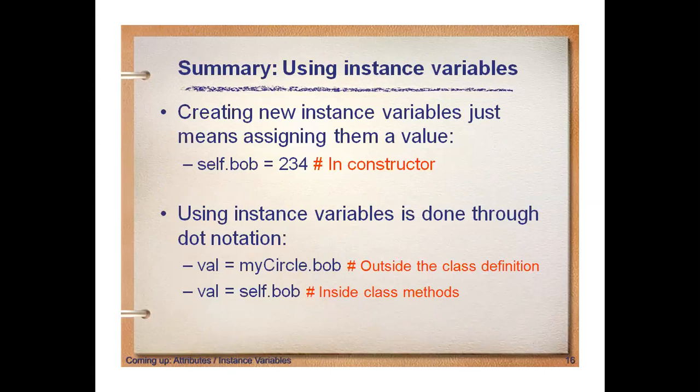So here is the summary. Creating a new instance variable just means assigning it a value. You can do that. We have seen how we can define instance variables inside the class and outside the class. If we are required to use a variable inside the class, we use self.bob. If you are using it outside the class, then we have to refer to it by a proper, suitable name with the instantiation of an object, as we have already seen.